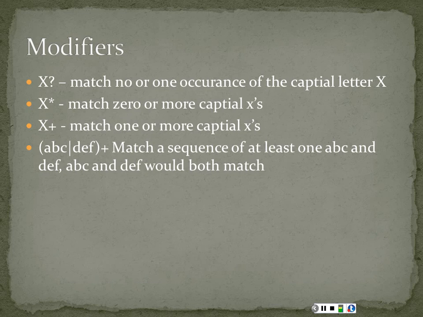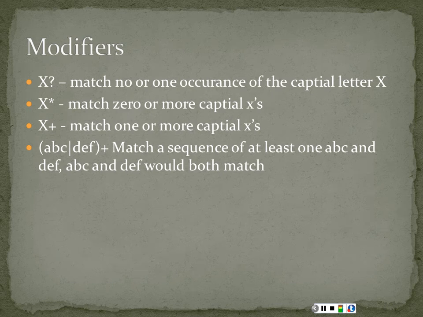The X and the number thingy is match 0 or more, and then X plus is match 1 or more capital X's. Now the other thing you can do too is match a sequence of at least one character type to another one. So if you do ABC pipe DEF in parentheses with the plus, this will match a sequence of at least one ABC and one DEF.